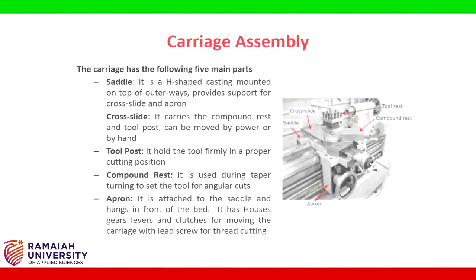Carriage assembly. The carriage has the following five main parts. Saddle. It is an H-shaped casting mounted on the top of the bed, provides support for cross slide and apron. Cross slide. It carries the compound rest and tool post. Can be moved by power or by hand. Compound rest. It is used during taper turning to set the tool for angular cuts. Tool post. It holds the tool firmly in a proper cutting position.